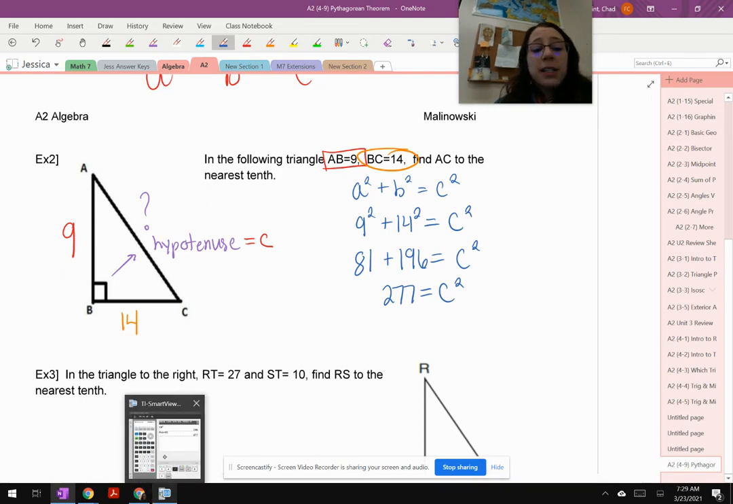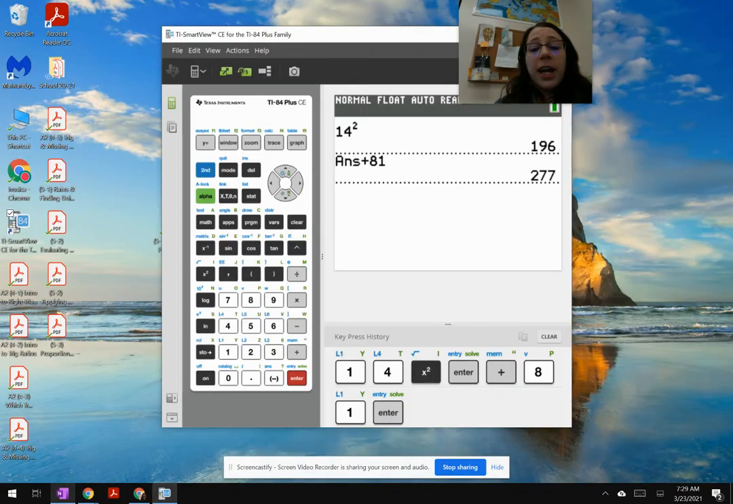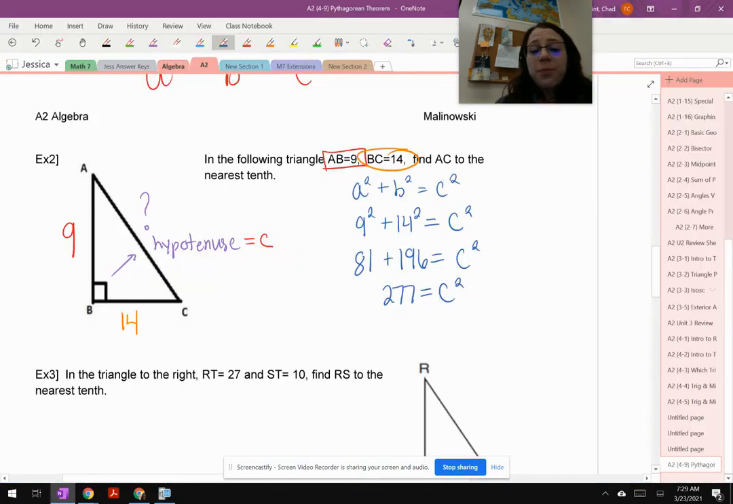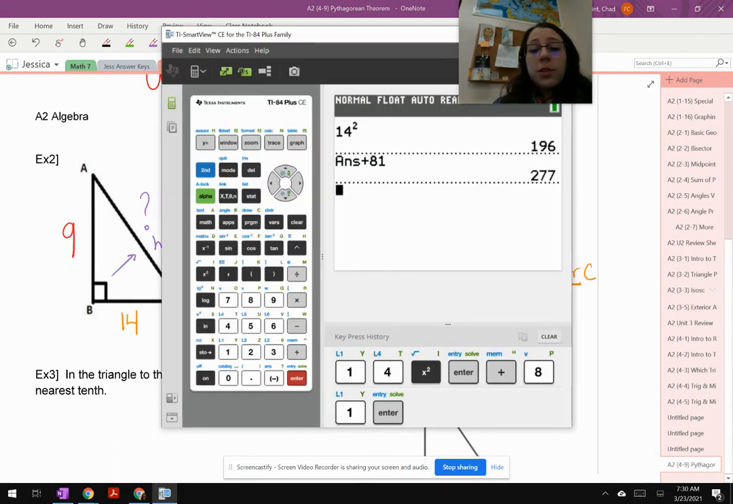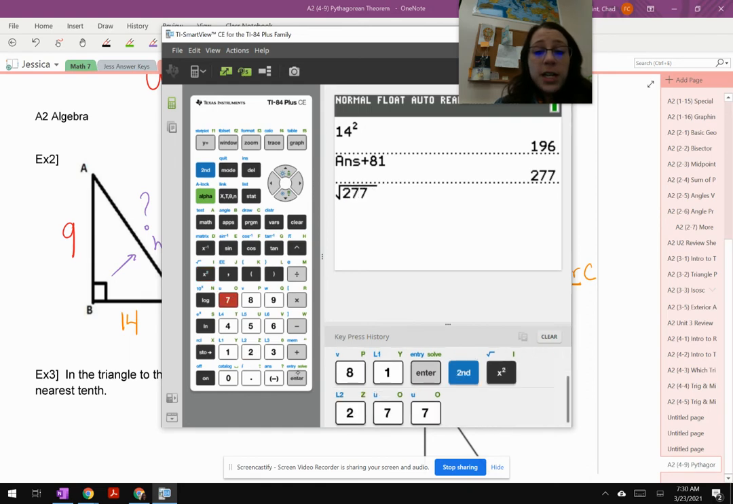And so now this is a little bit of review from stuff that we did last year. Oh, sorry, I don't have the C isolated yet. Here, we need to solve for C by using that square root. The opposite of a square, or the inverse operation of a square, is square rooting both sides. So this is where we go to our calculator. Second, square root of 277.